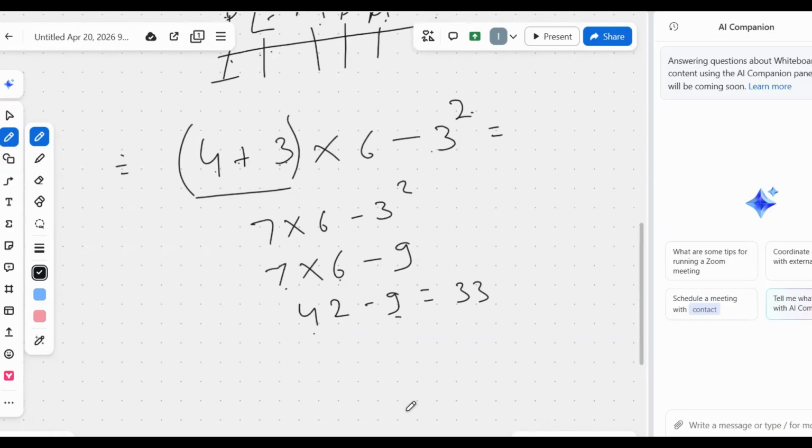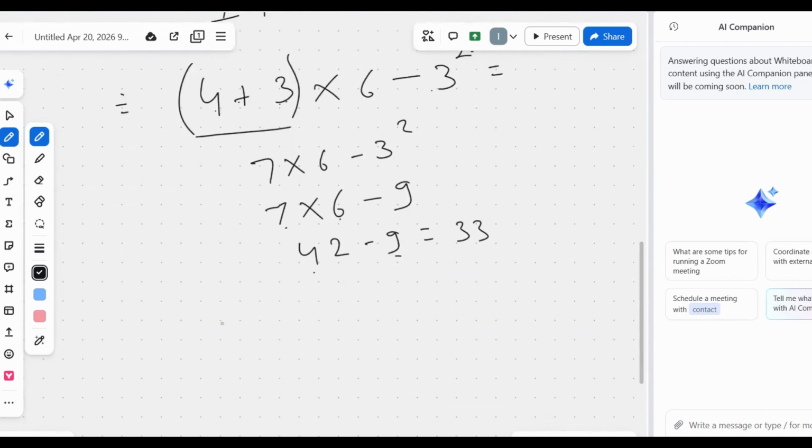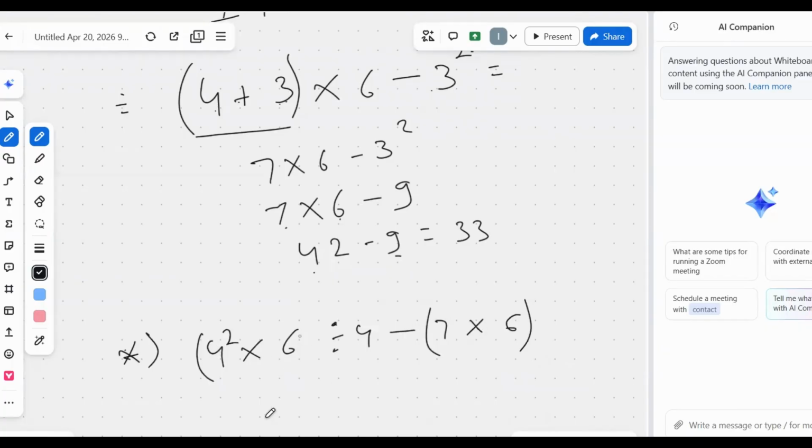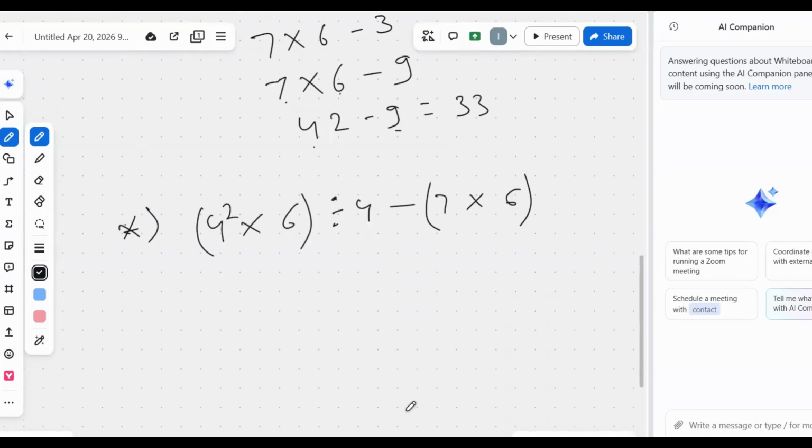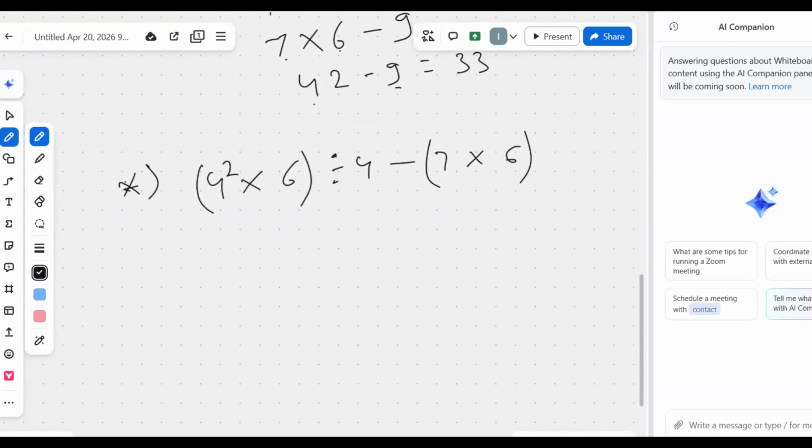Clear this one? Yes, ma'am. Okay, I'm giving you one question based on this. You just tell me the answer for this. 4 times, here square I'm putting, 6 divided by 2, here divided by 4, minus 7 into 6, and keeping this one as a bracket, and then this also. So what's the answer for this one going to be?